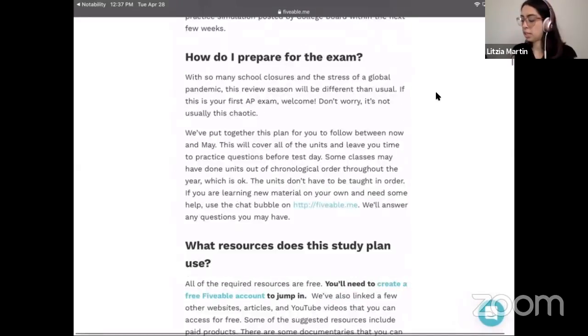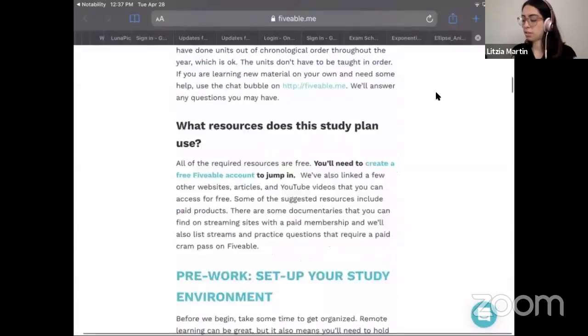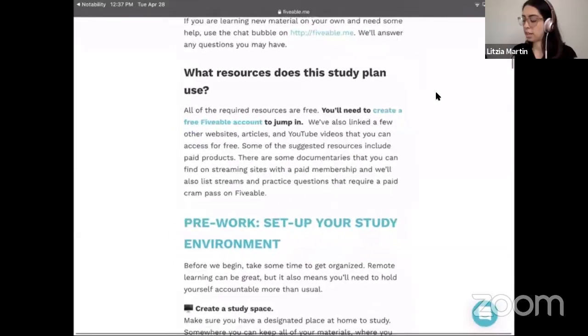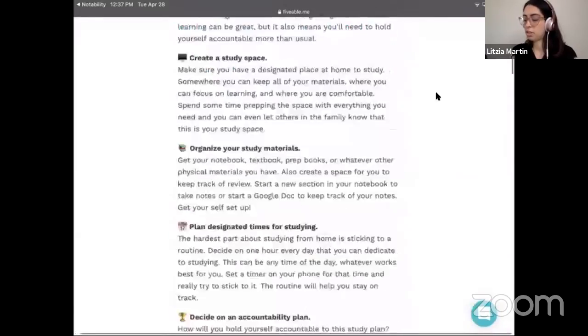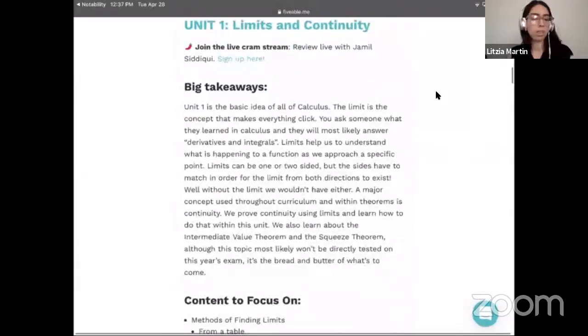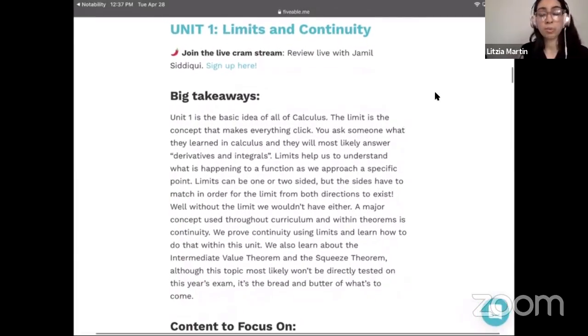And some things that you can read through on your own, how to create your study plan, study environment, all that fun stuff. This is where I think that it is very useful. We have here Unit 1, Limits and Continuity, so that's what we're going to start reviewing today.